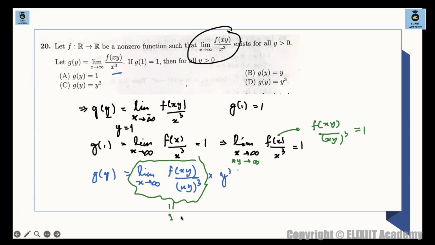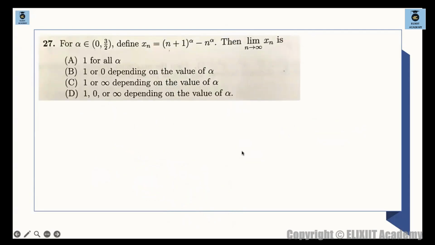So that's basically 1 times y cube. The limit is not dependent on x. So 1 times y cube, which is y cube only. So g of y will be y cube only. Option D is correct. Next, we move to this question.